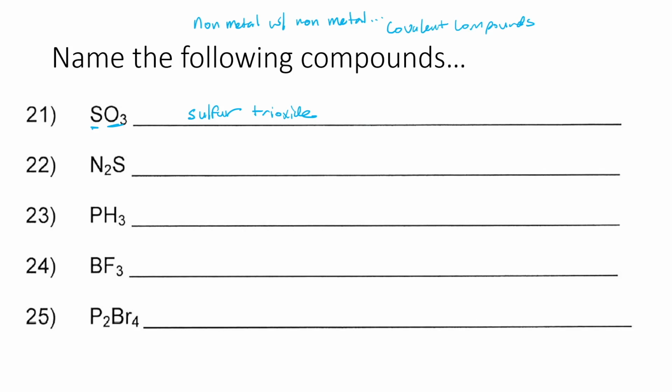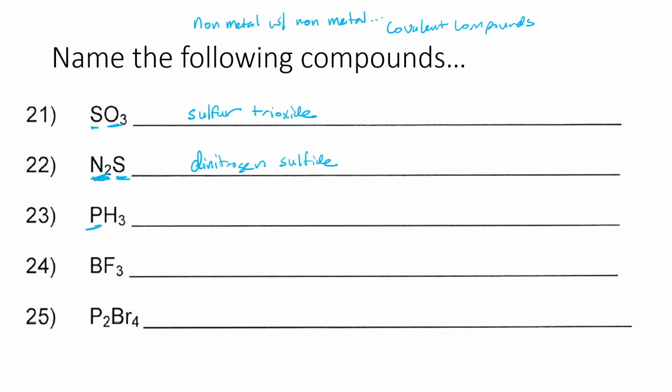And then we have this here, 2 nitrogens and 1 sulfide. Since there are 2 of them, it will be dinitrogen. And then there's only 1 sulfur there, so it'll just be sulfide.